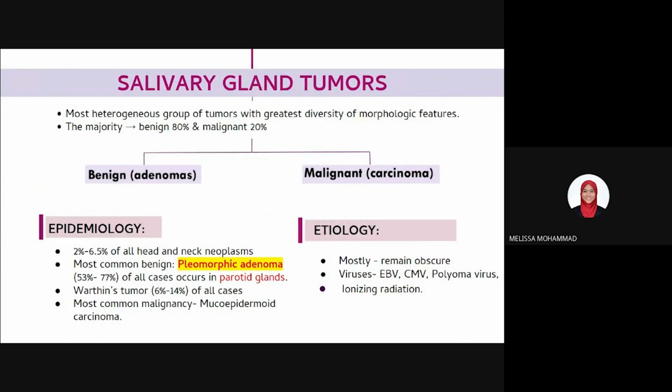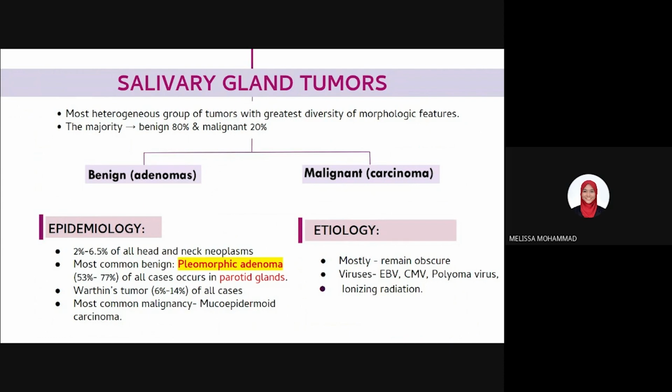So our next differential diagnosis is salivary gland tumors. It is the most heterogeneous group of tumors with the greatest diversity of morphologic features. The majority are benign, which is 80%, and 20% of them are malignant. So the epidemiology, 2 to 6.5% affect the head and neck neoplasm.